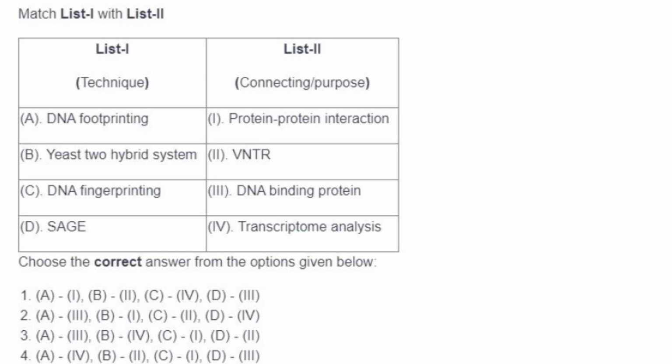Okay. Yeast two hybrid system, protein-protein interaction, B1. B1 is there only in option 2. Then DNA fingerprinting, that is VNTR, variable number of tandem repeats. Then SAGE is transcriptome analysis, D4. So that makes option 2 the answer. A3, B1, C2, D4.